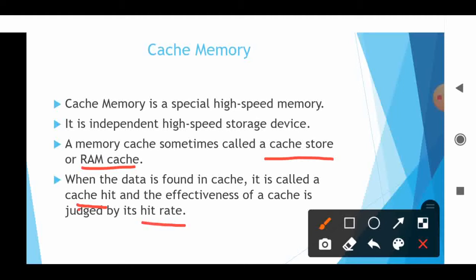Okay. So cache memory is a high speed memory, an independent high speed storage device. We store the cache memory inside the CPU in order to speed up the access to data and instructions stored in the RAM memory. So when the data is found in the cache memory, it is called as what? Cache hit.